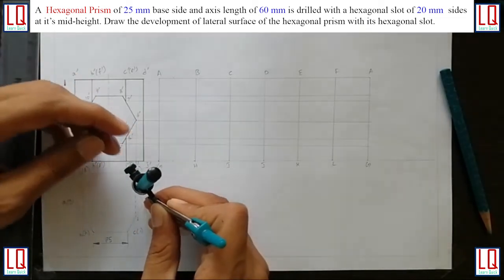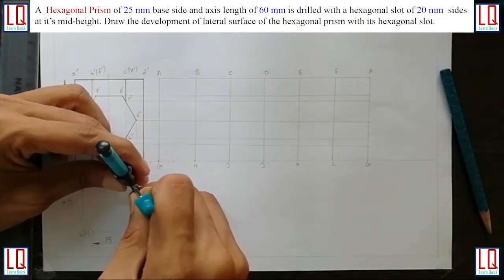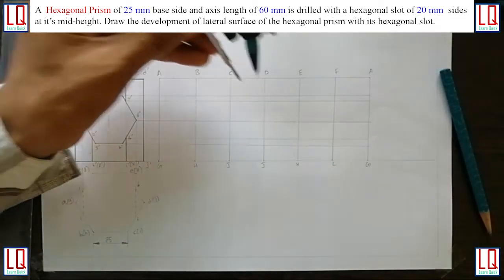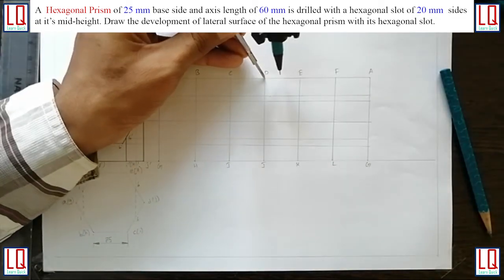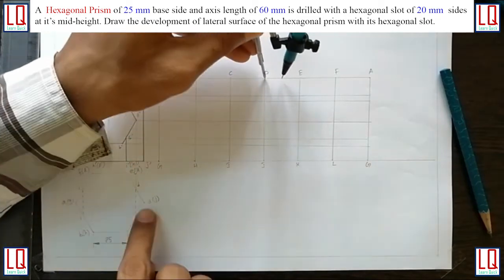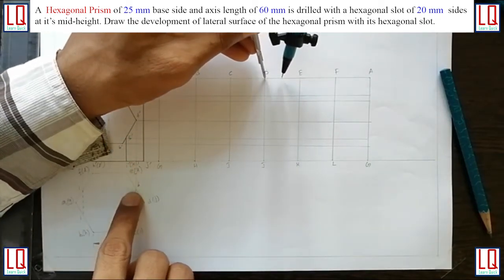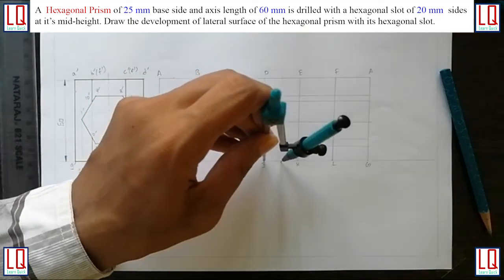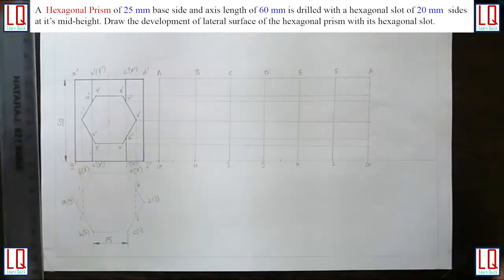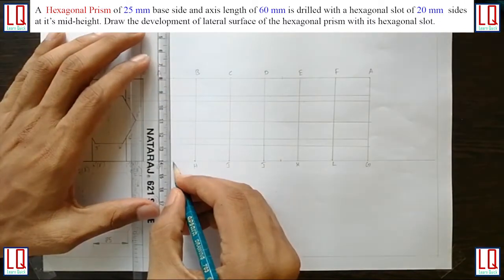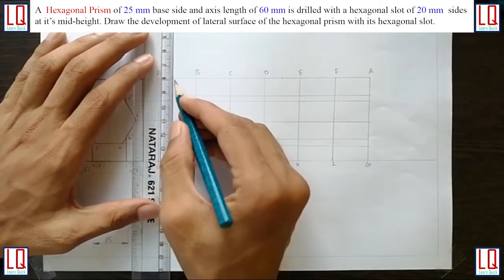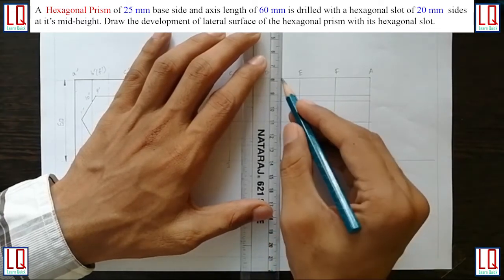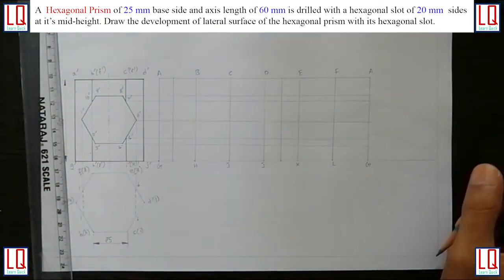Similarly, I measure D to 6. Okay, measure D to 6. So I mark it here. On the way from D to E, 6 is available. I measured it and I am marking it. So here I have one arbitrary point and here I have one arbitrary edge.